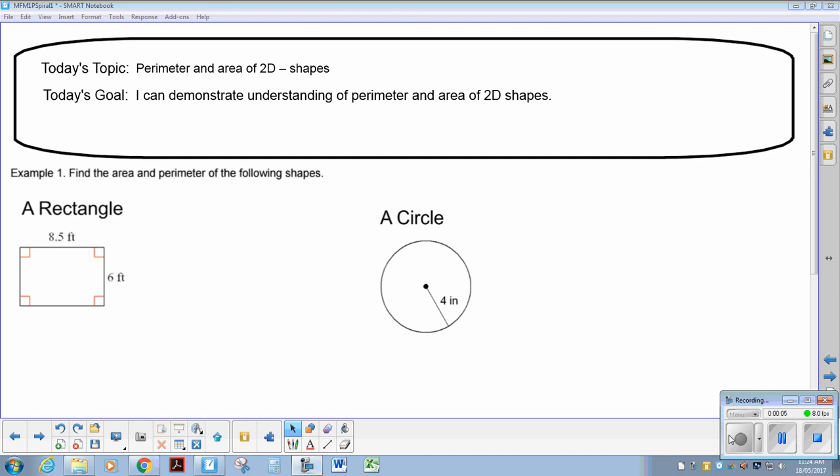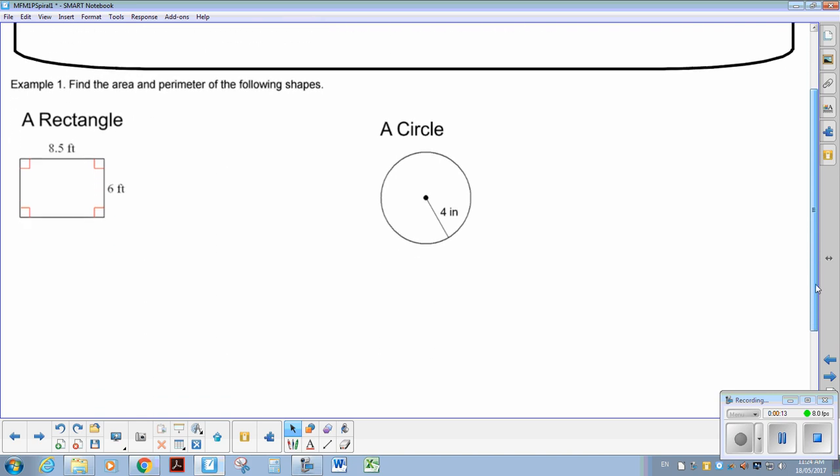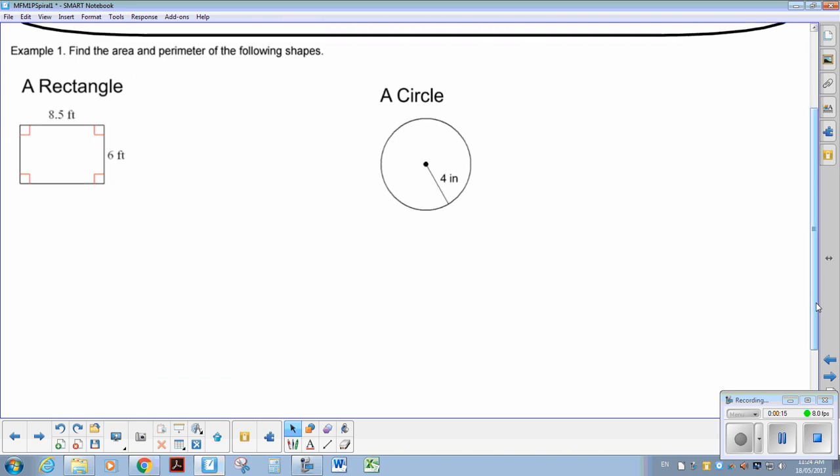So today we're looking at perimeter and area of 2D shapes, and the goal is to be able to understand perimeter and area and be able to calculate them for 2D shapes. So you will want to have the EQAO formula sheet that we provided. You want to be using it. So for each of the following shapes, we're just looking for perimeter and area.